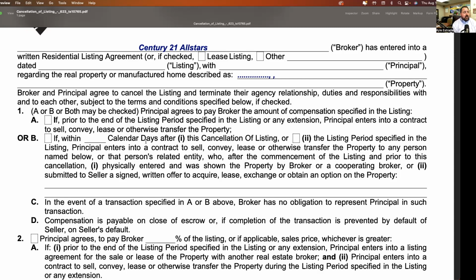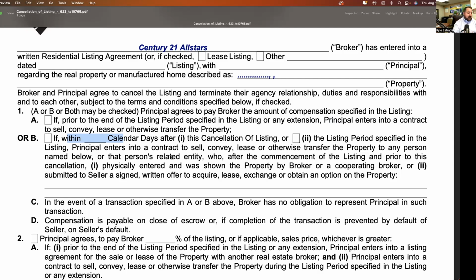The other thing is I also can check B. Let's say that I'm canceling the listing and my listing expires in 30 days, right? So my listing expires in 30 days, and that's what this is talking about: if prior to the end of the listing period specified in the listing. But on top of that, because of what I put into my listing contract, if I check this box, if within 180 calendar days of the cancellation, principal enters into a contract to convey or transfer to any person named below, that exemption list that we've talked about in the listing contract. So both of these things could apply: the exception list for the 180 days, and if they decide to sell to anybody in the next 30 days before my listing expires. Okay.